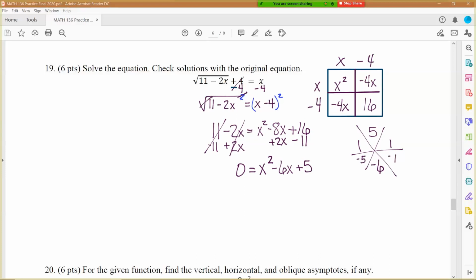Negative 5 and negative 1. Perfect. Those multiply to give me 5 and add to give me negative 6. So now my factors, if I look at the two fractions here, neither one reduces. So the first one's going to turn into x minus 5, and the second one's going to turn into x minus 1. Then I'm going to set them both equal to 0 to get my two solutions.